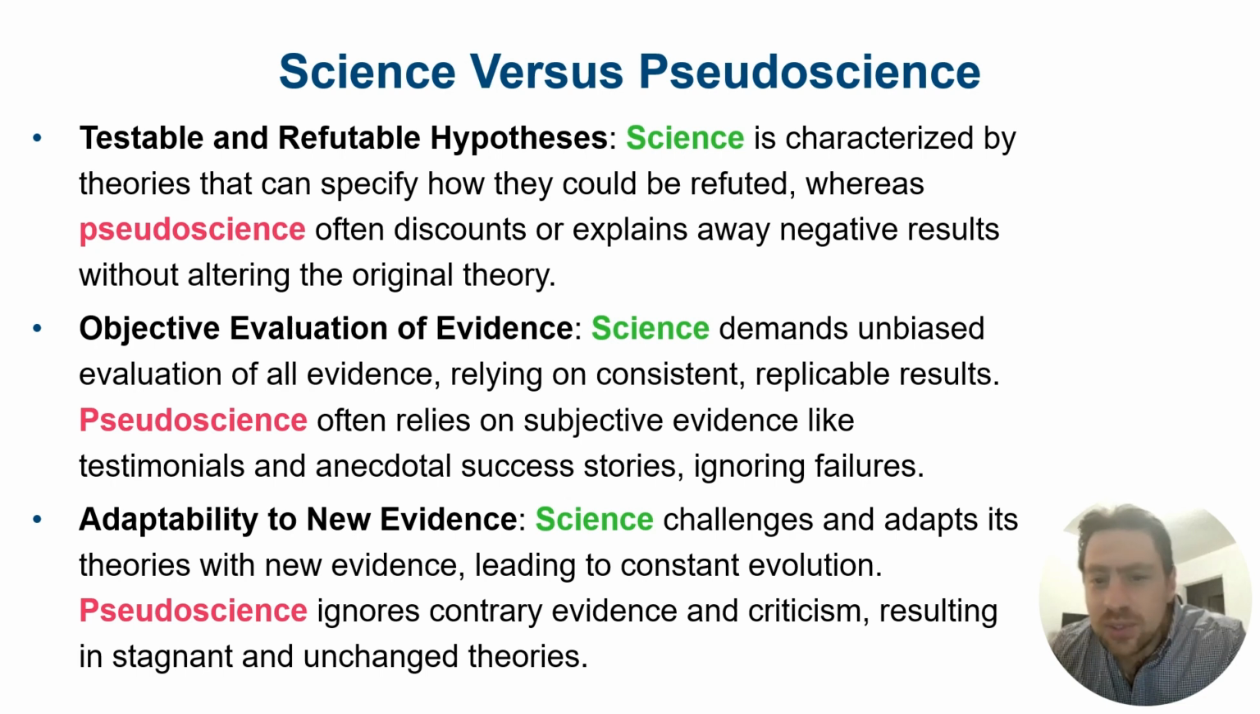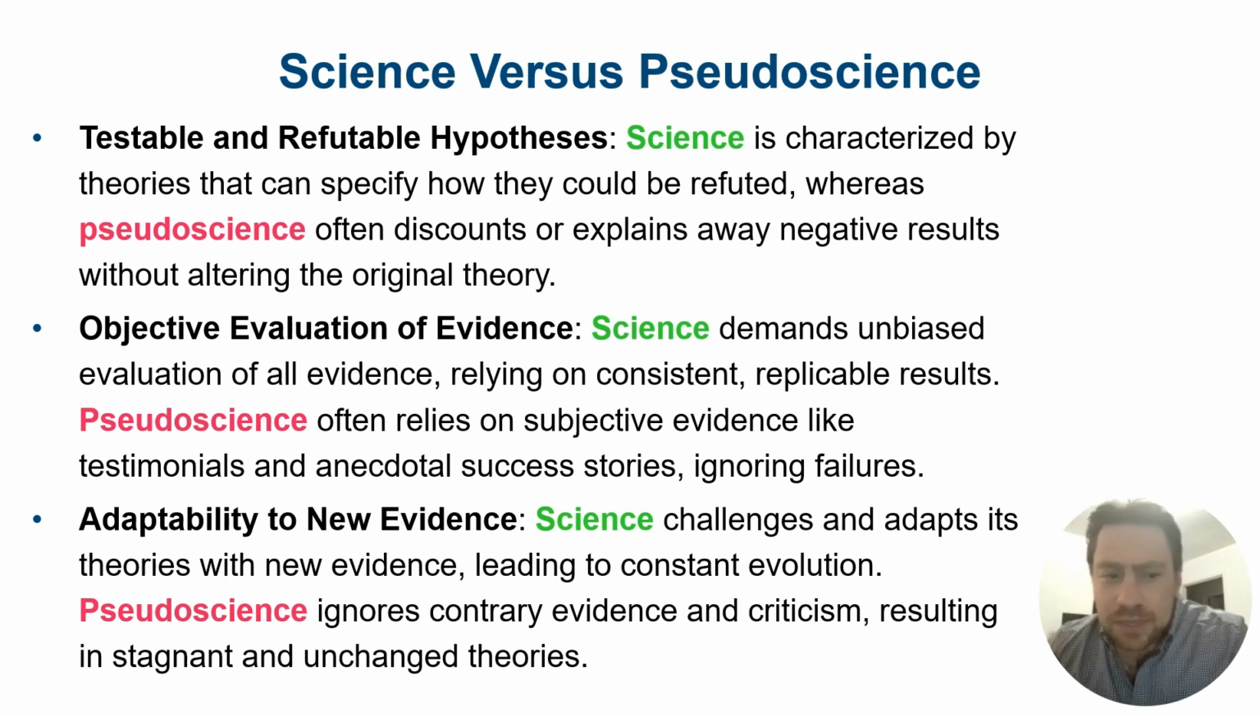Next, objective evaluation of evidence. Science demands unbiased evaluation of evidence, relying on consistent, replicable results. By contrast, pseudoscience may often prefer ways of knowing that are less scientific, less reliable, less rigorous. For example, anecdotes or testimonials may be used to support the ideas of pseudoscientific theories.